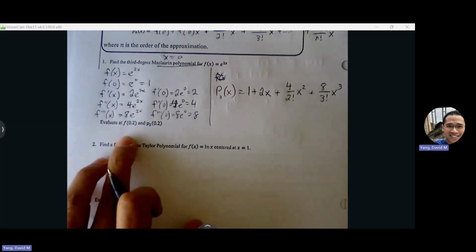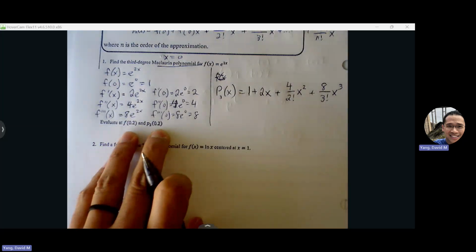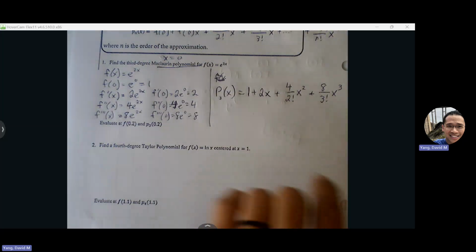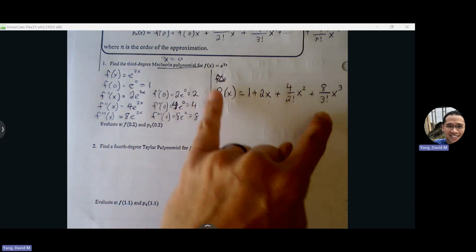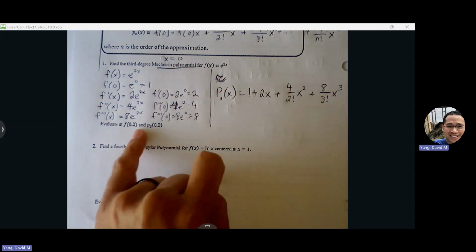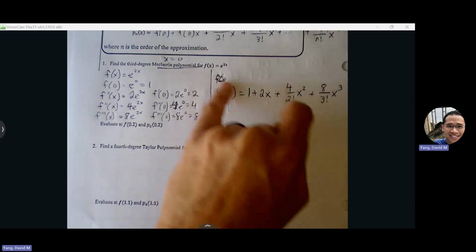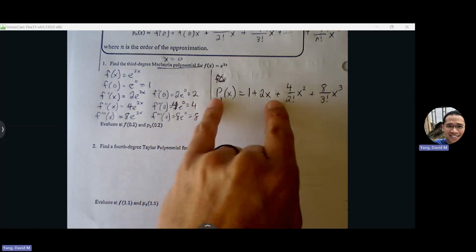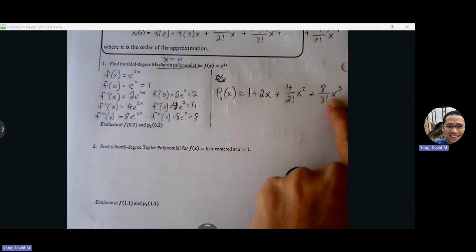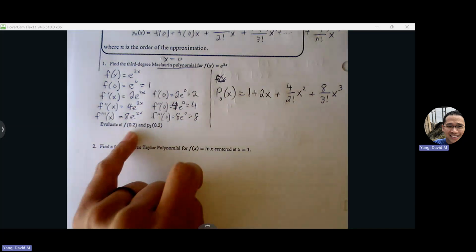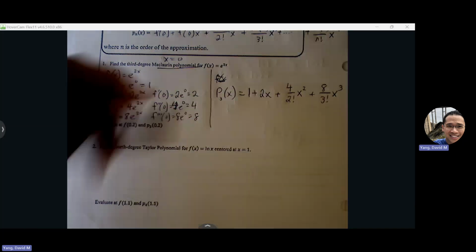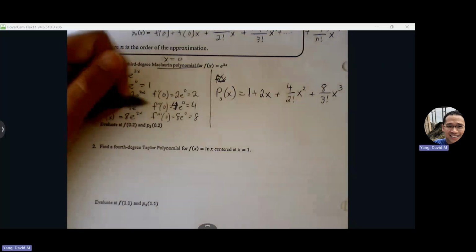So it says evaluate f of 0.2 and p sub 3 of 0.2. We just want to see, is this doing a good job of approximating a value close to 0? It should do a pretty good job. The tangent line is going to do a pretty good job already, but if it's curved all the way to x cubed, these two values should be pretty close, especially if we're close to the point of tangency. So I just want to plug that in for you here.